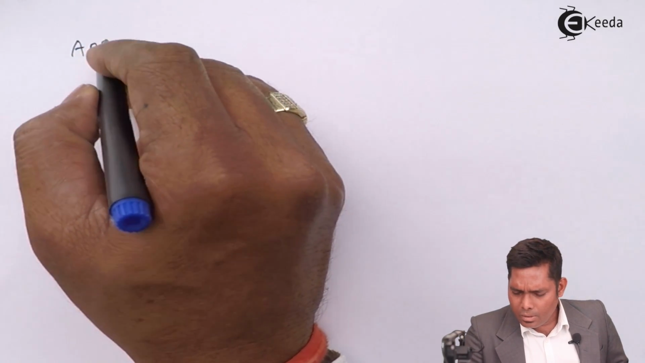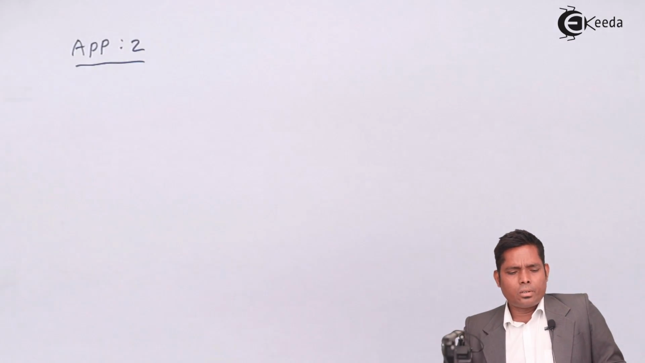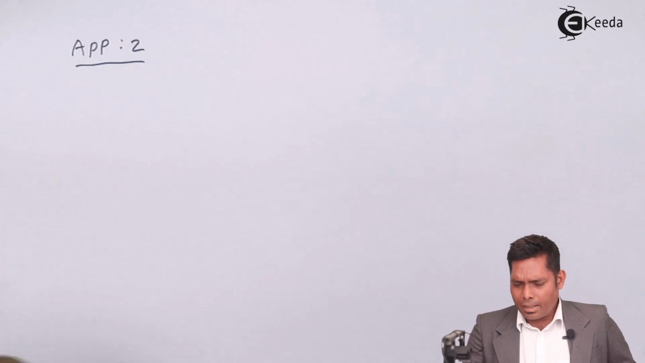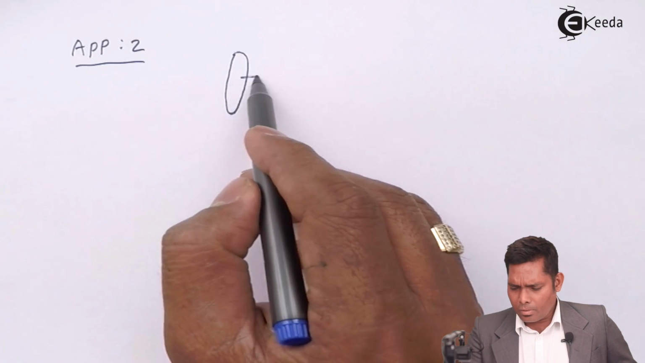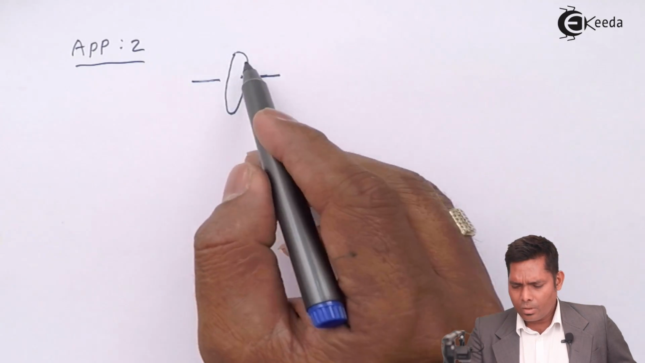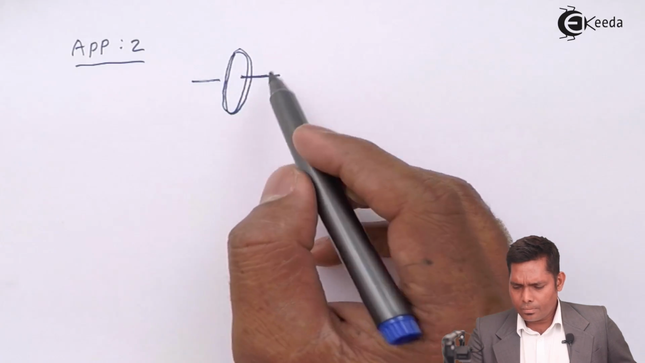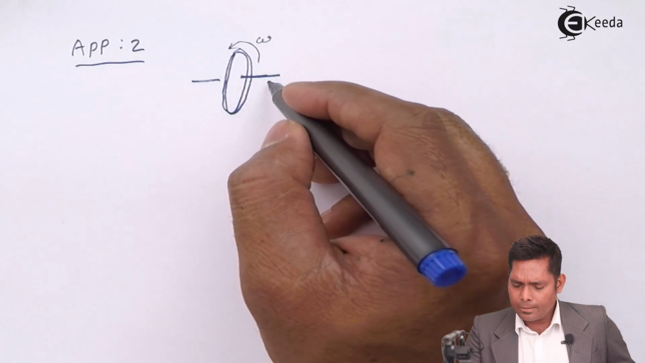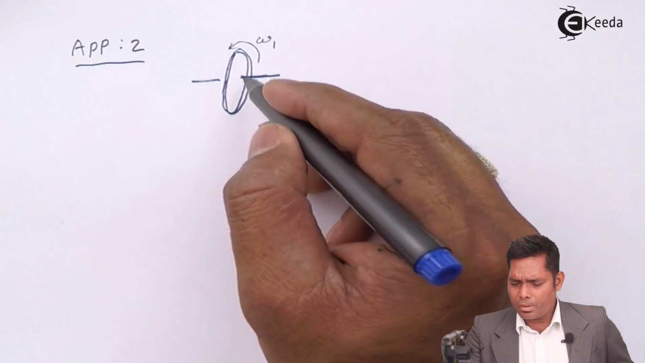Now let us discuss another type of application, application number 2. We'll take another situation where the angular momentum is also conserved. Suppose that I have wheels rotating. There is one wheel here, rotating over this axis. This is a wheel which is rotating with omega, suppose I say it is omega 1. The wheel has moment of inertia over this axis, suppose I1.